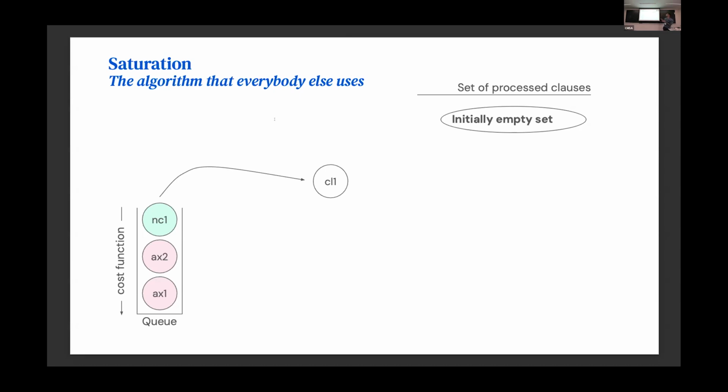What we do is maintain two things. We maintain a set of processed clauses at the top, and an unprocessed queue on the left here. Initially you have different clauses which are ORs of different things: axiom 1, axiom 2, the negated conjecture. You put everything in the unprocessed queue.